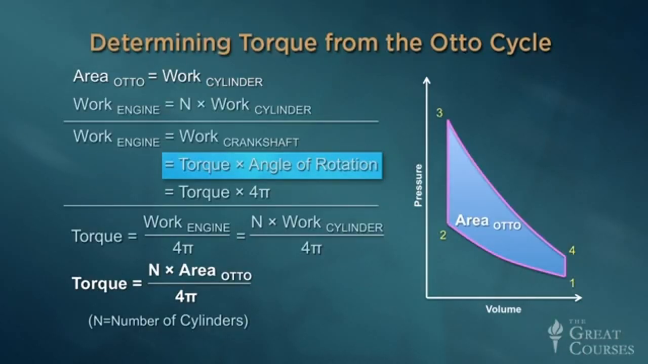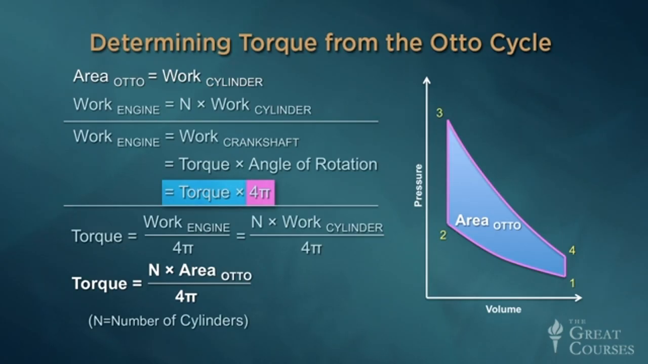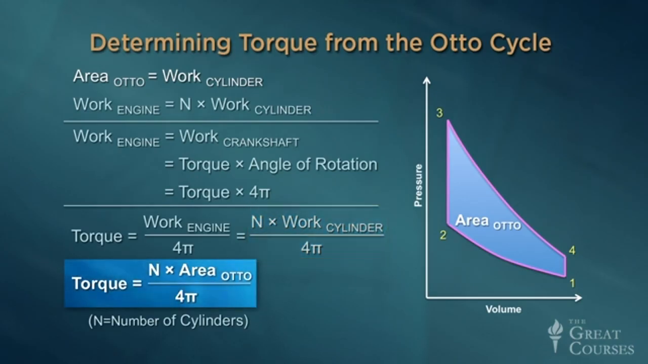In this equation, the angle of rotation must be 2 full turns of the crankshaft, or 720 degrees, because each 4-stroke cycle rotates the shaft through 2 full turns. But for mathematical consistency, we must express this angle in terms of radians, not degrees. 1 full 360-degree rotation corresponds to 2 pi radians, so the angle of rotation in this case for the cycle is 4 pi. Now, with just a bit of algebra, we can express the engine's torque as a simple function of the area enclosed within the Otto cycle diagram, the number of cylinders times this area divided by 4 pi.